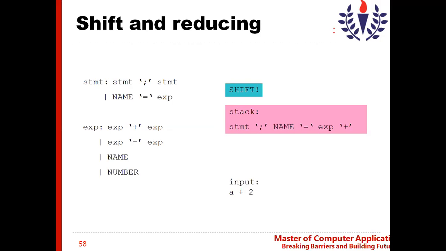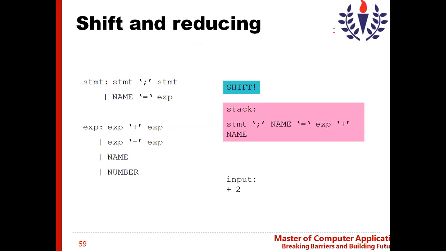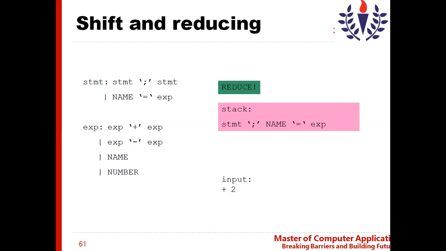The next input is A. A is a name, and name will be replaced by EXP. So here shifting happens, then it is reduced to EXP. Now, if you look at the stack, we have EXP plus EXP, and you see the second grammar in the first line: EXP plus EXP. So on the right hand side, you have EXP plus EXP. So what will happen? That will be reduced to what? EXP.